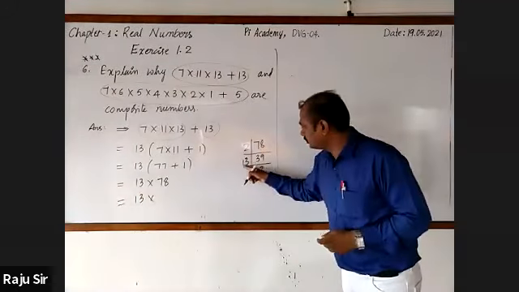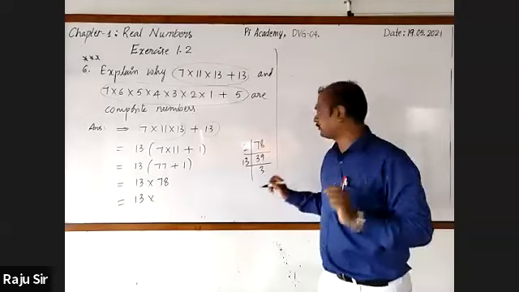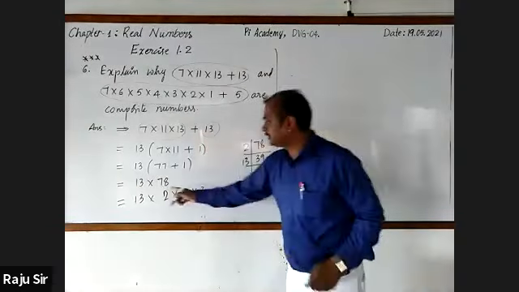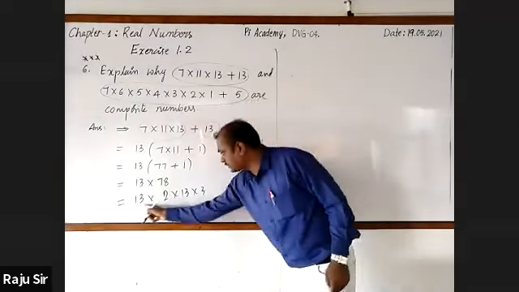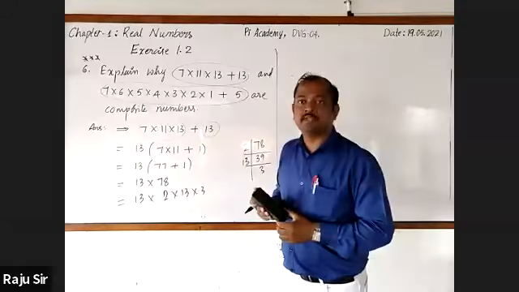78 can be written as 2 into 13 into 3. Don't copy, just listen to me carefully. 2 into 13 into 3. Now, can we say that this number has more than 2 factors? Yes, sir. Hence, it is a composite number.